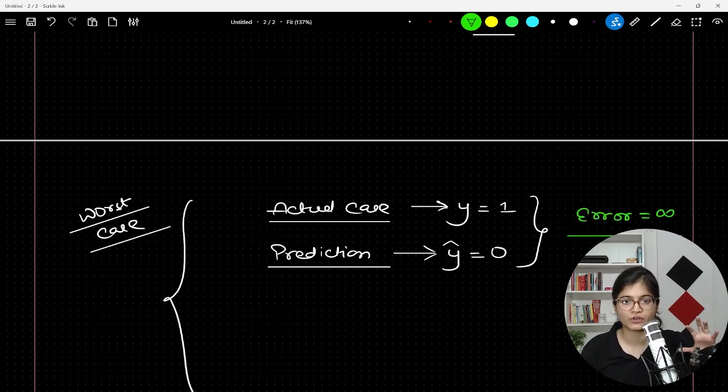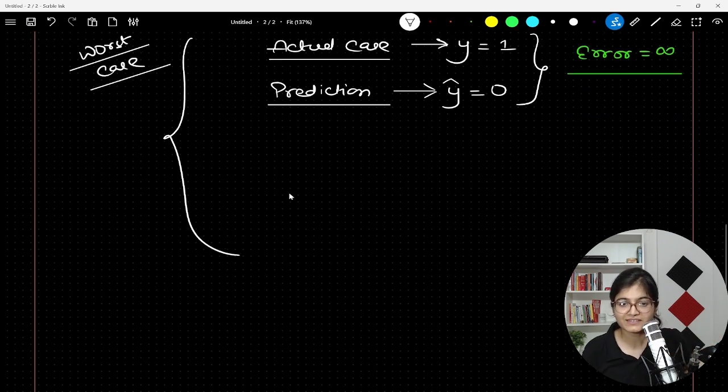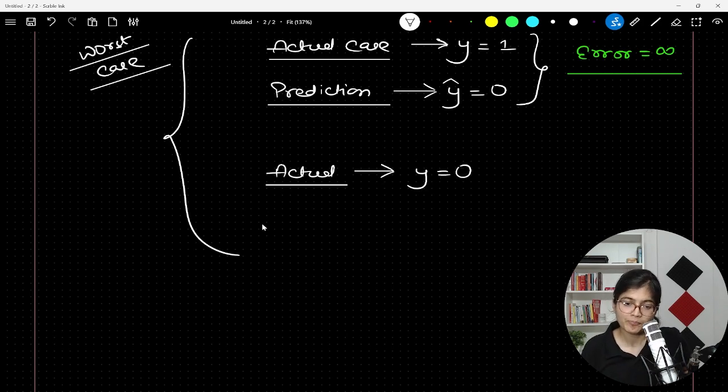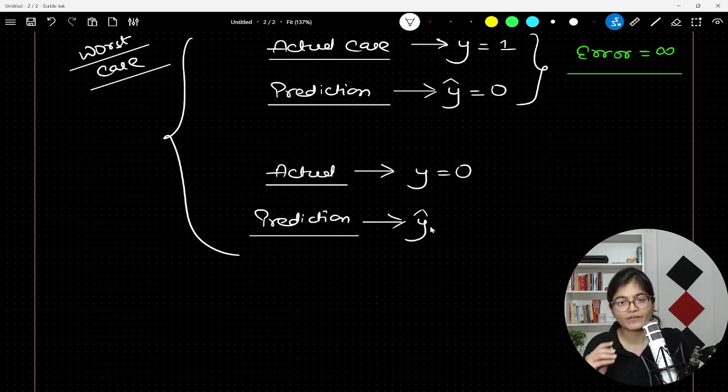That is what you need to observe. Now, let's move to the next scenario where, let's say, your actual data says that a patient is not diabetic. The value of y is equal to 0. But somehow you have trained your model and your prediction says that your value of y cap is equal to maybe 1. Again, vice versa. It is not matching the actual value that we have, right?